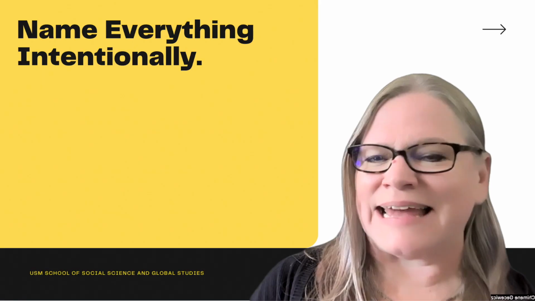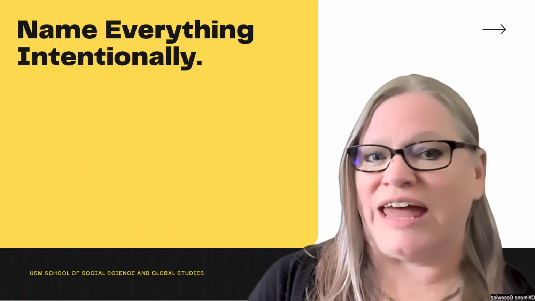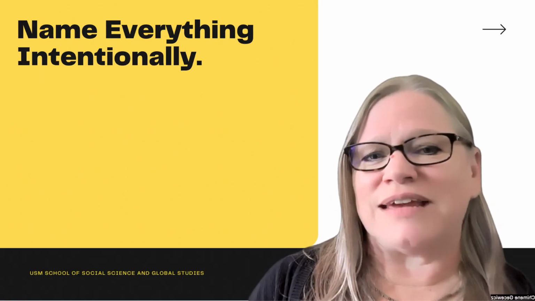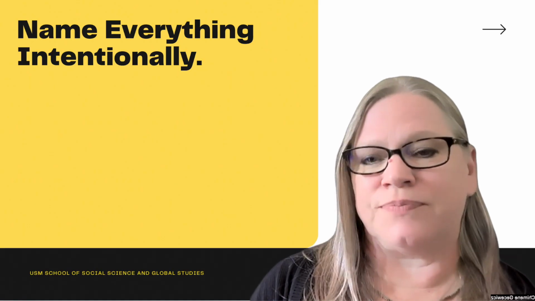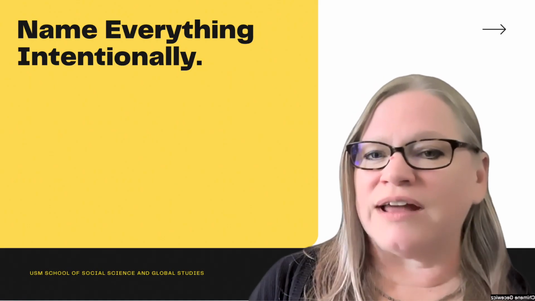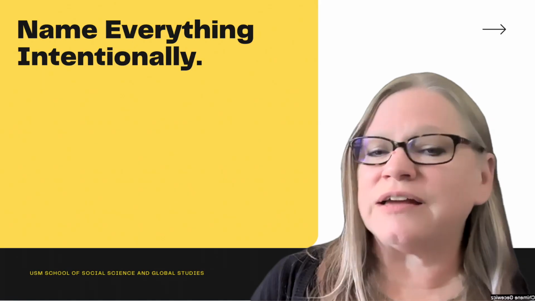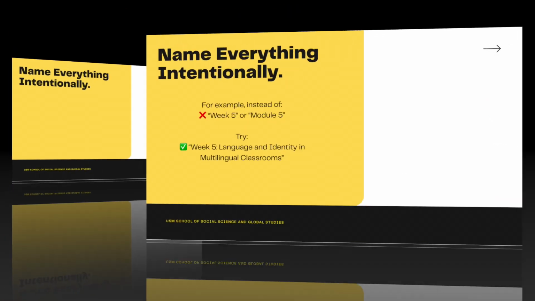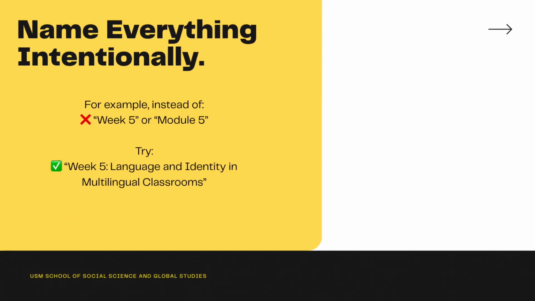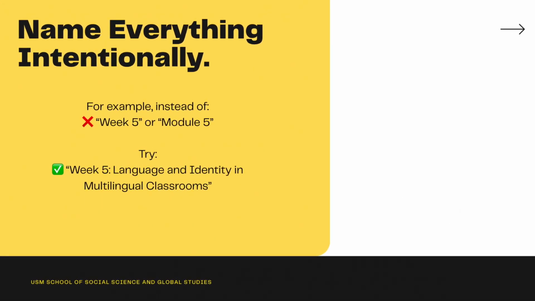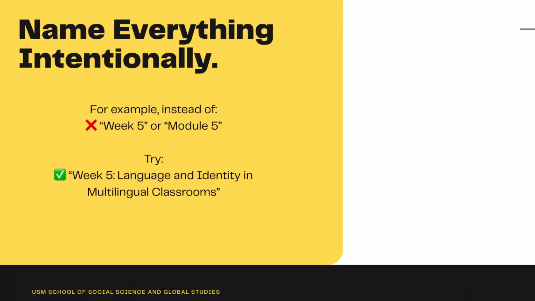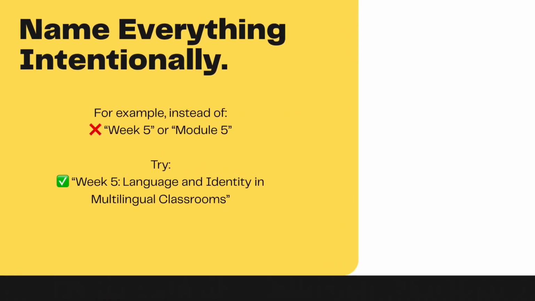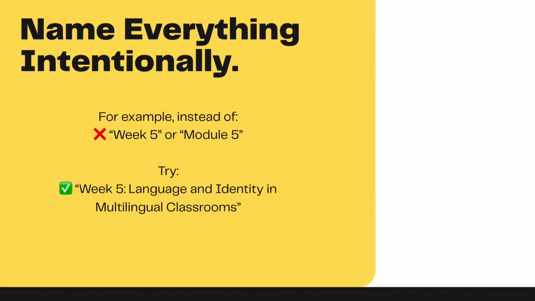Vague headings like Week 5 or Module X don't give students any meaningful information. Instead, try to use titles that clearly communicate what the week or task is about. This small shift signals to students what they'll be learning, and it helps them to activate prior knowledge before they even open the module.